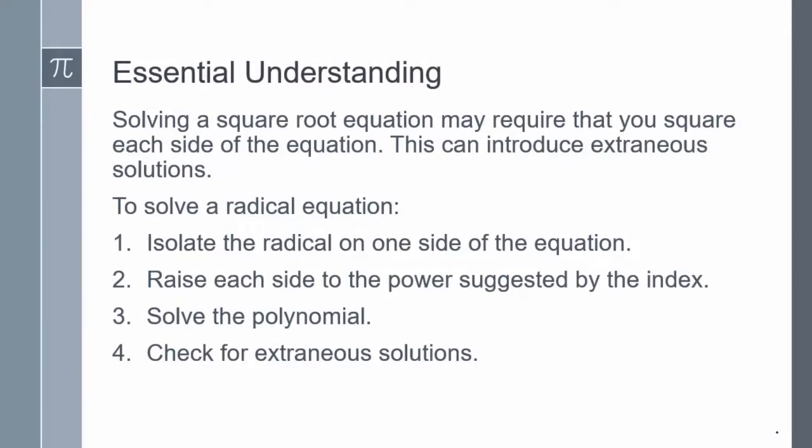Solving a square root equation may require that you square each side of the equation. This can introduce extraneous solutions. To solve a radical equation, first, isolate the radical on one side of the equation. Then, raise each side to the power suggested by the index. Solve the polynomial and make sure to check for extraneous solutions.